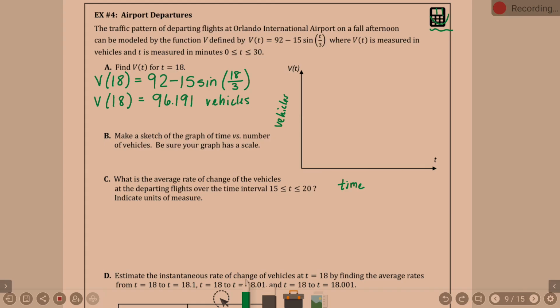What is going on? Oh, I'm hitting the wrong button. Someone messed with this.